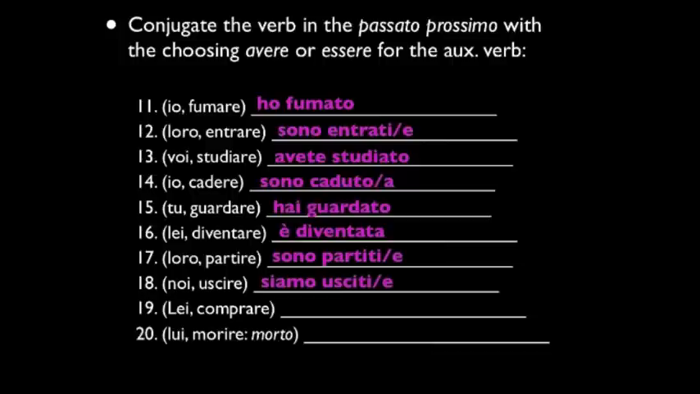19, lei comprare. The formal form of lei. That's ha comprato. And 20, lui morire, which is past participle morto. Lui è morto.